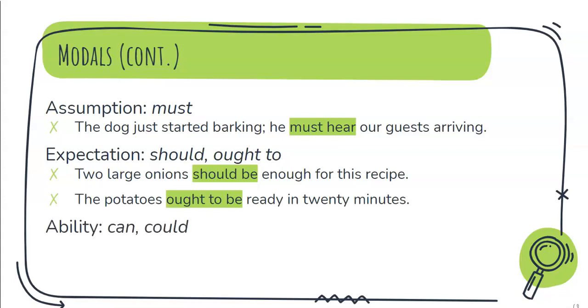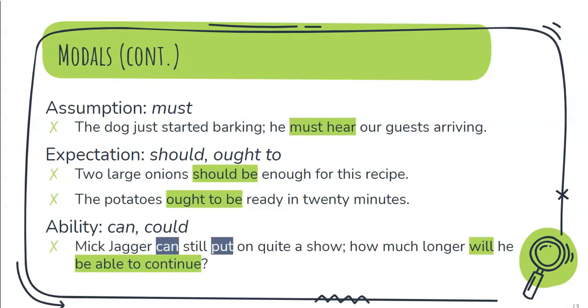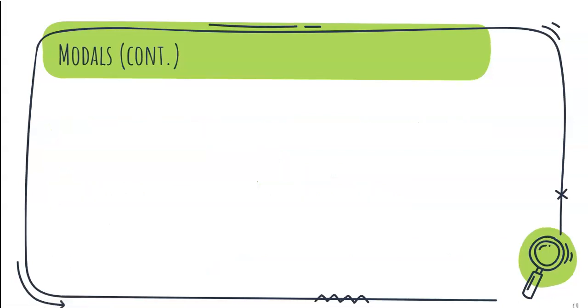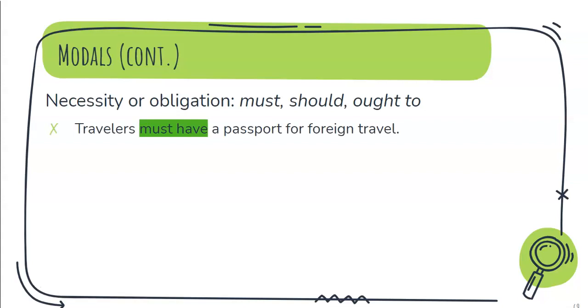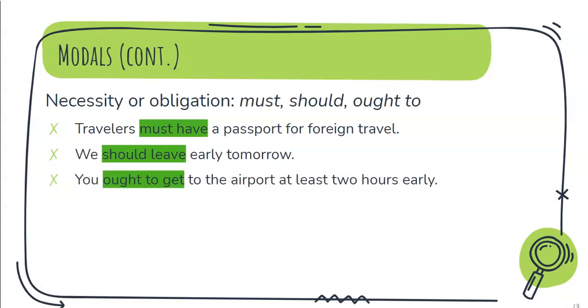To indicate ability, use can or could. Mick Jagger can still put on quite a show. How much longer will he be able to continue? When an action is necessary or obligatory, use must, should, or ought to. Travelers must have a passport for foreign travel. We should leave early tomorrow. You ought to get to the airport at least 2 hours early.